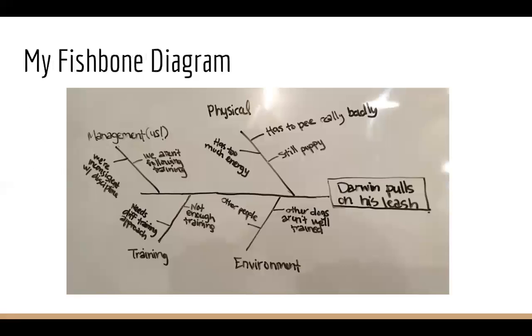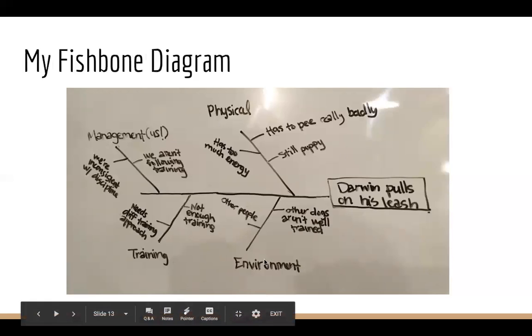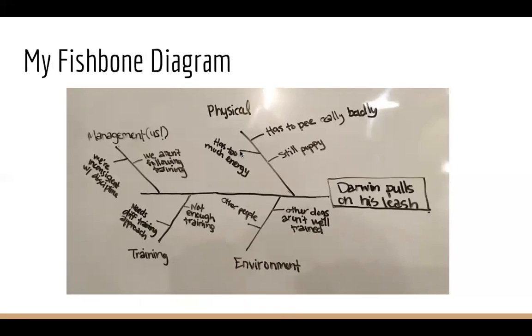So this is what I came up with initially for our fishbone diagram. I came up with some categories. I've got management, physical, training, and environment. And off of those, we came up with some causes. For example, environment: there were other people around that sometimes reinforce his bad behavior or give him rewards when he's jumping up on them, like they aren't disciplining him. Other dogs aren't trained well in our building where they jump up and bark on him, so that kind of initiates it and makes it worse.